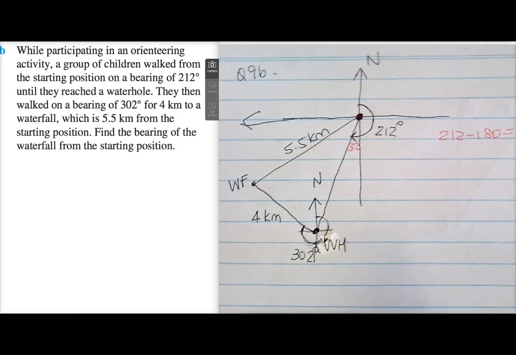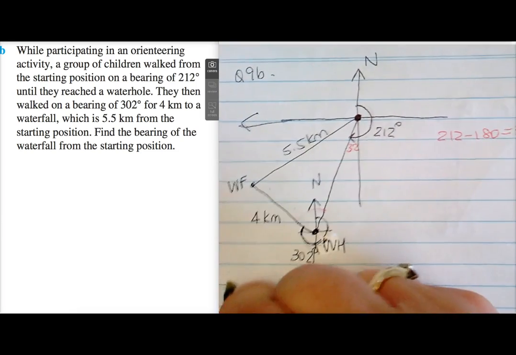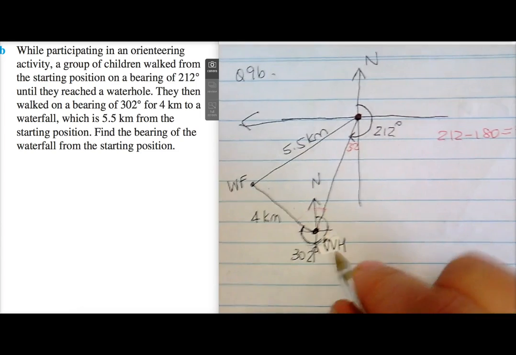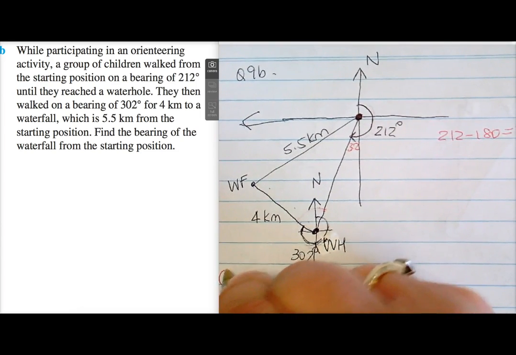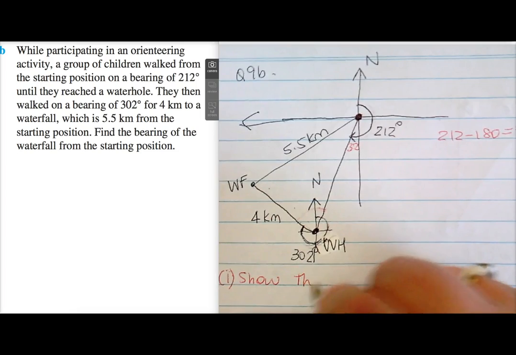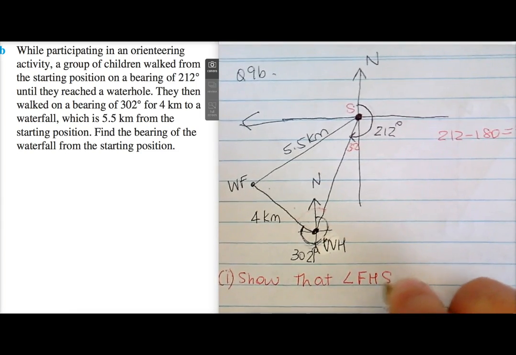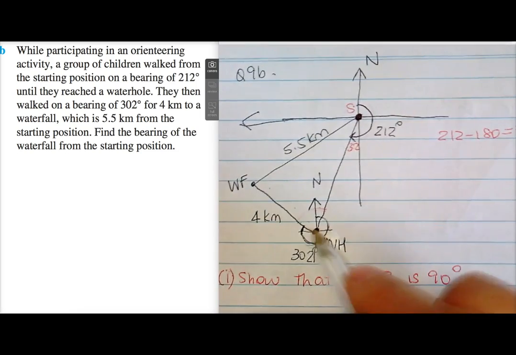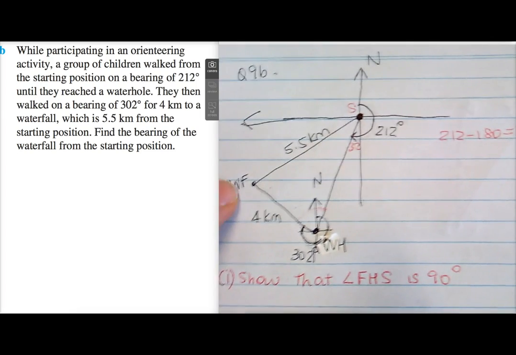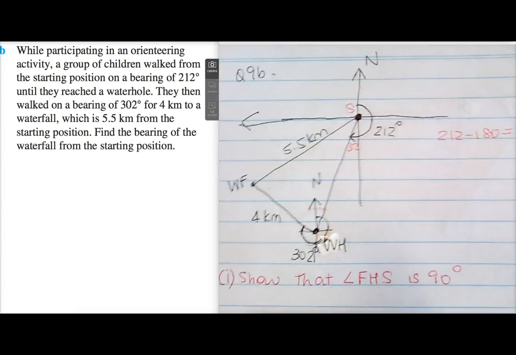Okay. Find the bearing of the waterfall from the starting position. Be guided. So instead of just asking that question, I'm going to change the question. Part 1, show that the angle FHS is 90 degrees. Can I just call it FHS for start? Show that this angle's 90. F for fall, H for hole, S for start.